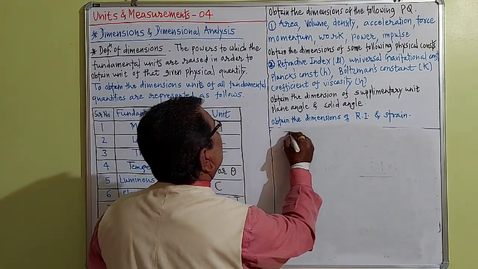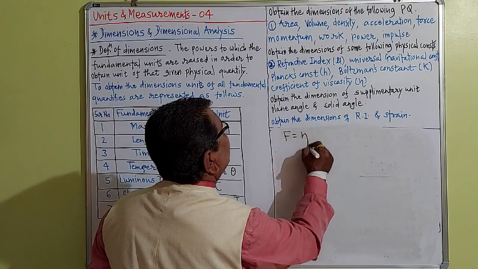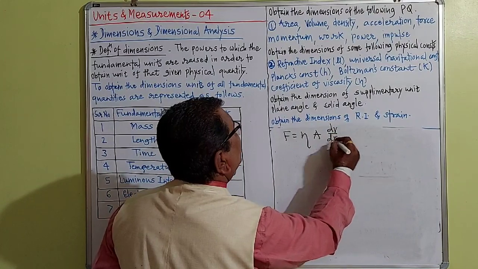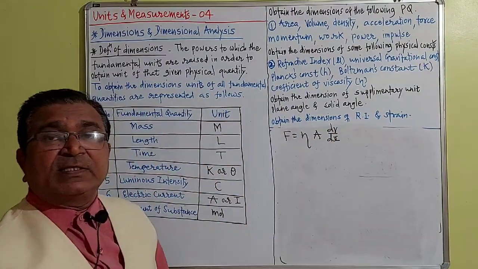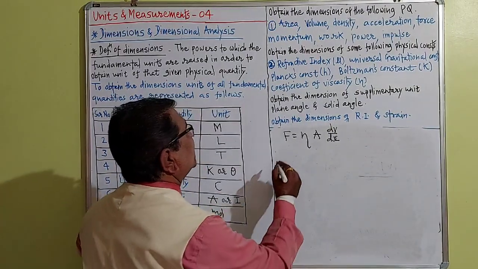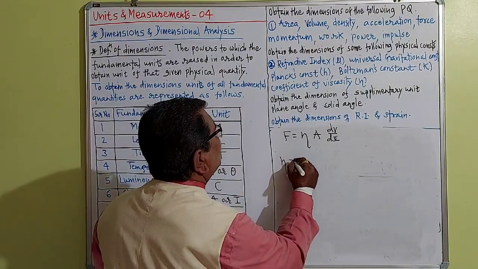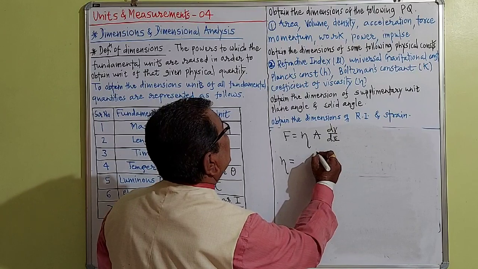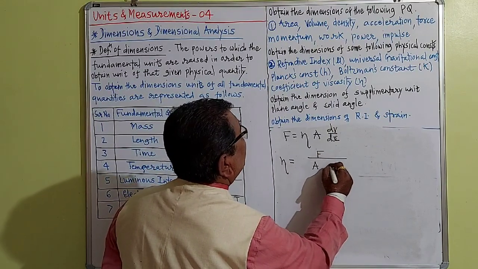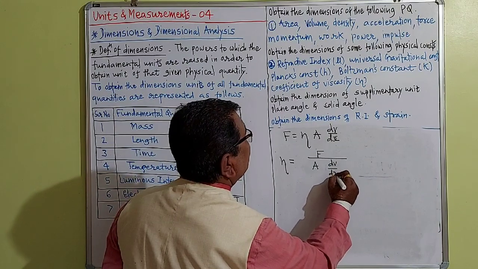So we know F is equal to eta A dV by dx. This is the formula of viscous force. This eta is called the coefficient of viscosity. This coefficient of viscosity eta is equal to F upon A dV by dx.